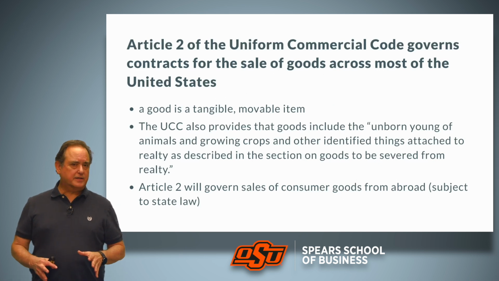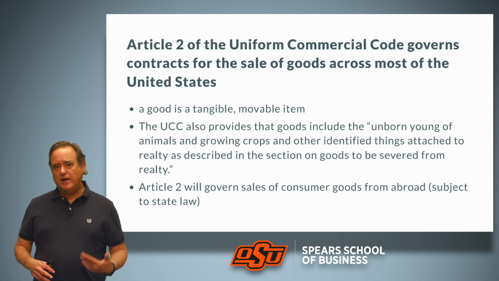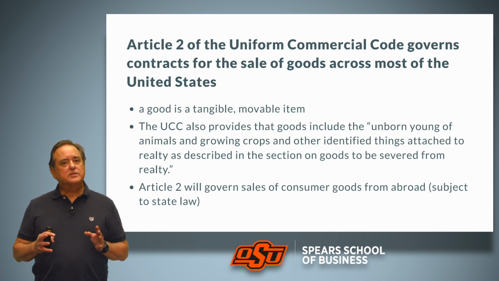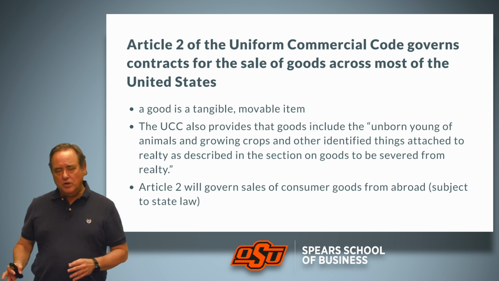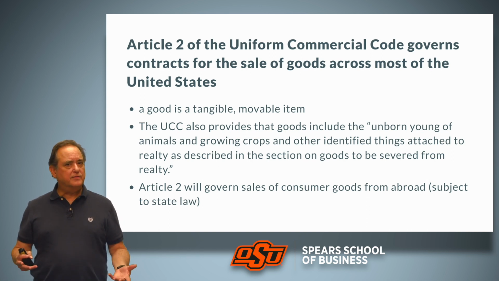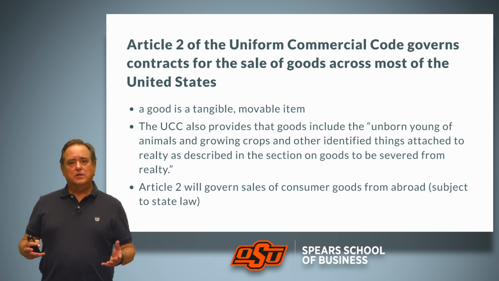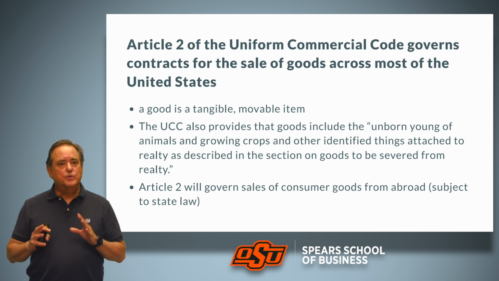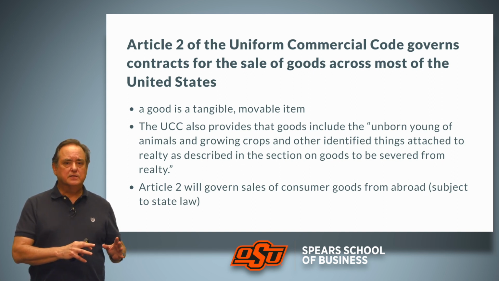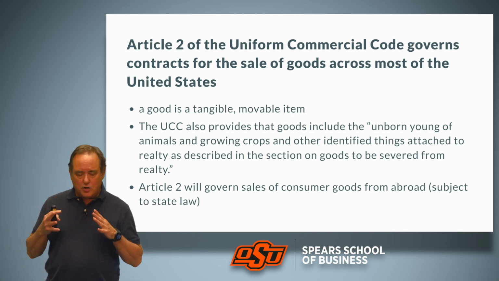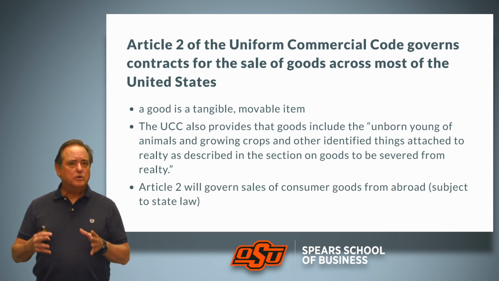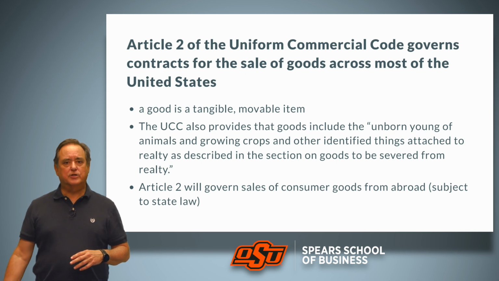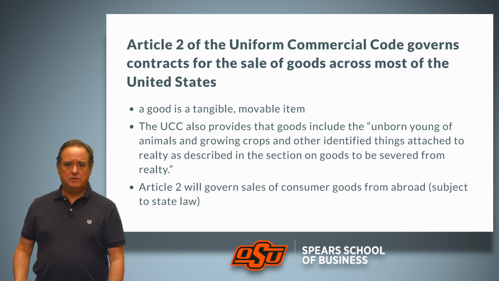The second contracting system in the United States is found in Article 2 of the Uniform Commercial Code. And this governs contracts for the sale of goods across most of the United States. So this is the contracting system that's going to apply to the sale of goods. Now you might first of all ask, what is a good? A good is a tangible, movable item. So a chair is a good.